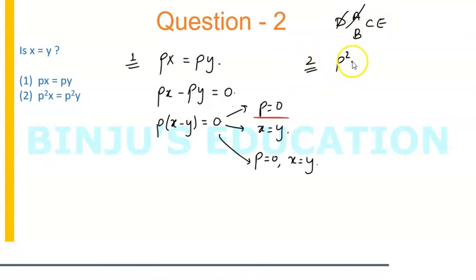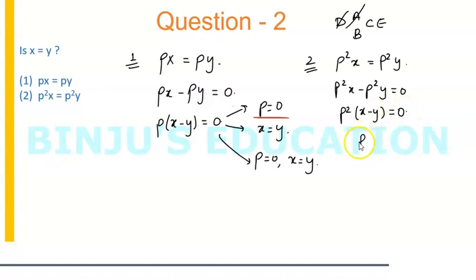Second one says that p square x is equal to p square y. Now again, I won't cancel p square on both sides because p square can be 0 when p is equal to 0. So I'll write p square x minus p square y is equal to 0. So it will be p square into (x minus y) is equal to 0. So again, you can have p square equal to 0, which will give us p is equal to 0. I can have x minus y is equal to 0, which means x is equal to y, or at the same point of time I can have p is equal to 0 and x is equal to y.